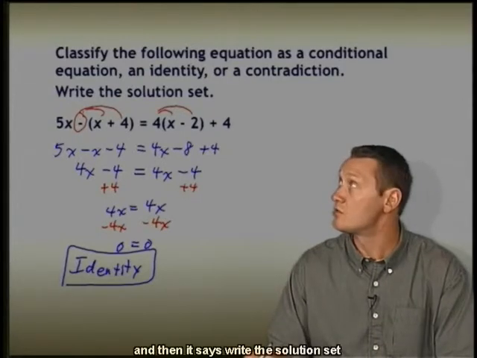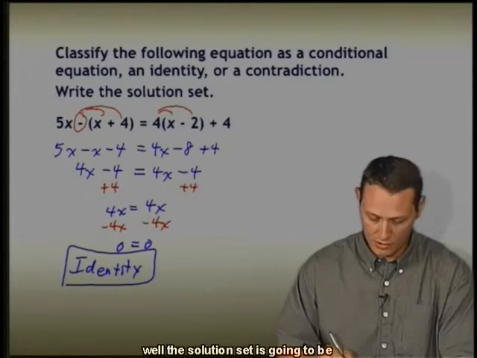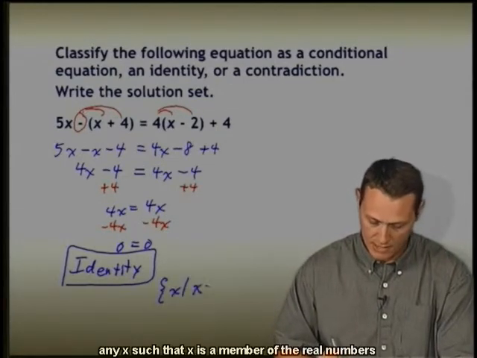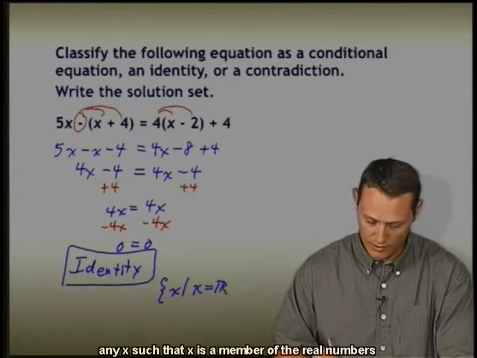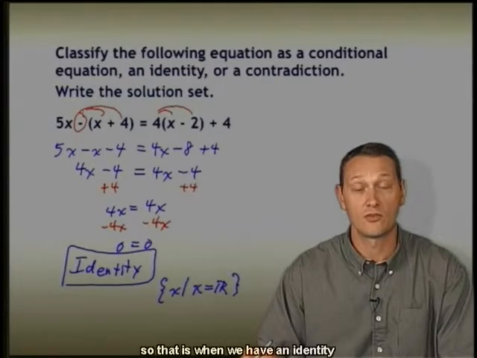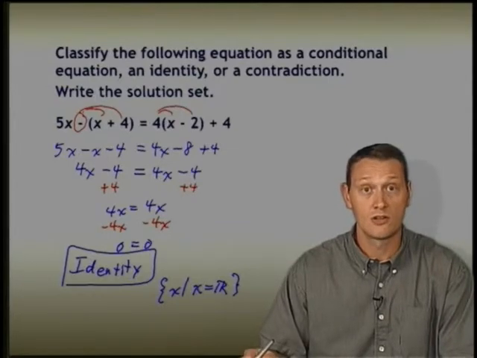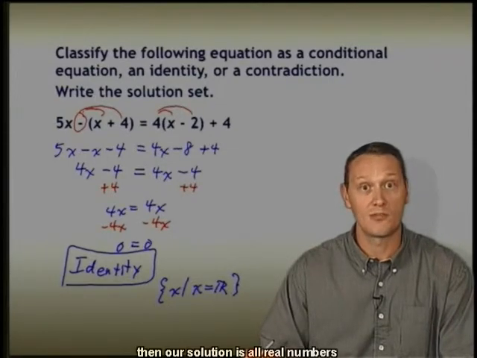And then it says, write the solution set. Well, the solution set is going to be any x such that x is a member of the real numbers. So that is, when we have an identity, or when it simplifies down to 0 equals 0, then our solution is all real numbers.